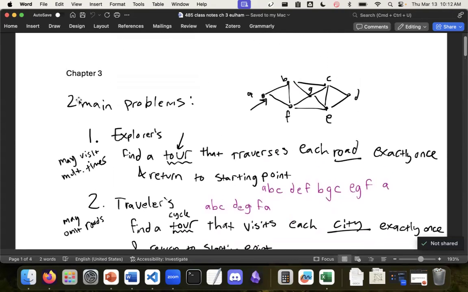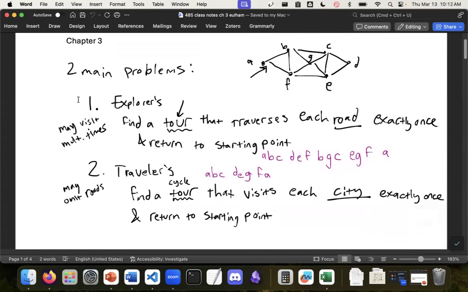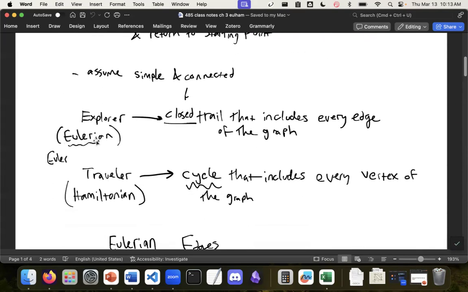So last time we started looking at these two fairly big problems. One of which is the explorer's problem, where the explorer wants to find out everything and see everything. The explorer wants to find a tour that traverses each road in a map of cities exactly once and then return to the starting point. We can visit a city multiple times, and the word that we ascribe to this is Eulerian, where we're looking for this closed trail that is going to include every edge of the graph.